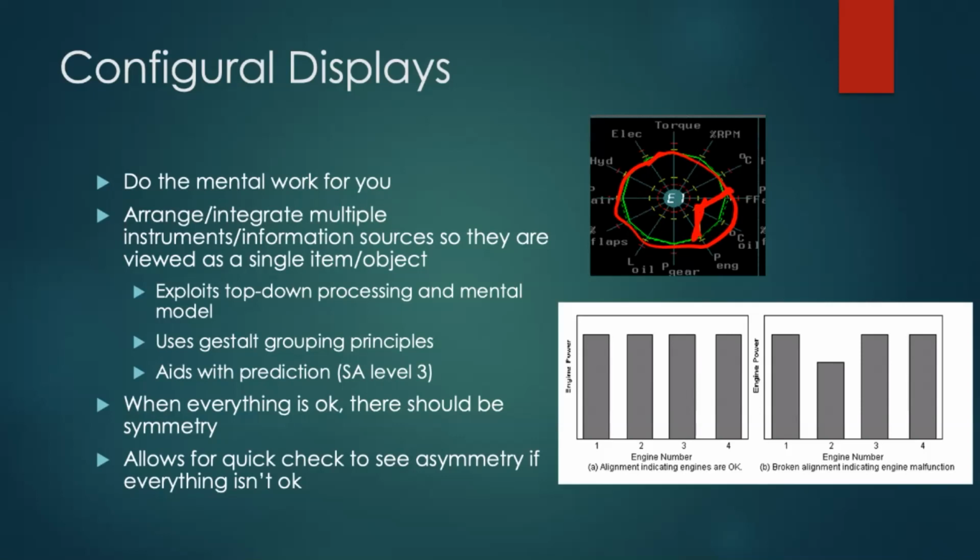Similarly, present information like you have down here, wherein if all engines are okay, all those bar indicators are at the same level. However, when you've got a reduction in power, you've broken that alignment. I can now quickly see what is not like the others.